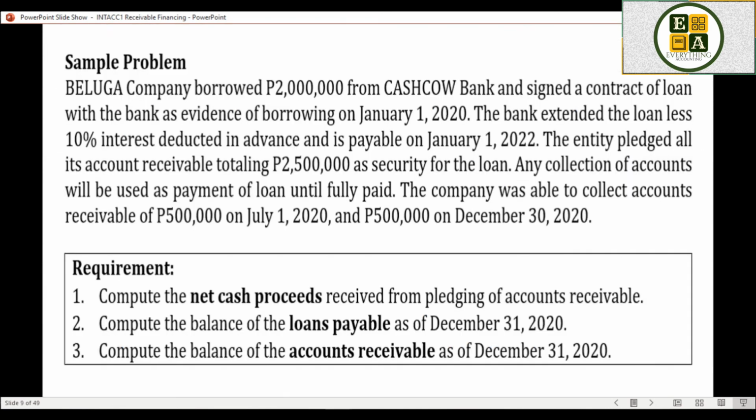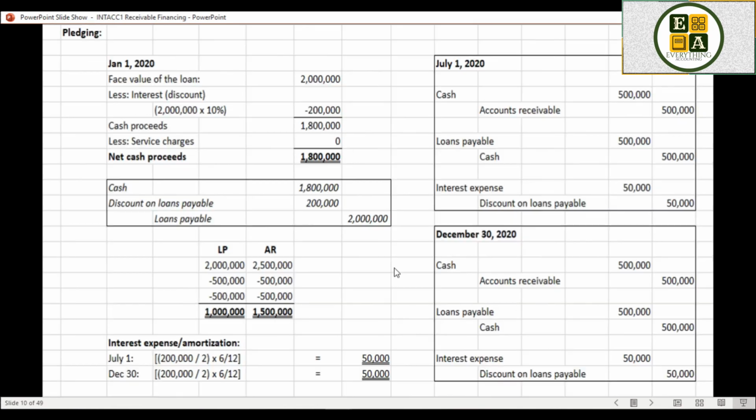Then, to solve our requirement 2 and requirement 3, na balance of the loans payable and accounts receivable as of December 31, 2020, yung gagawin lang natin is to follow the journal entries and the beginning balance. So, yung beginning balance natin for loans payable will be the 2 million, yung pinaka-face amount ng ating loan. Then, accounts receivable will be the pledged amount of 2,500,000. Then, bawasan lang natin ng mga naka-debits ng loans payable and naka-credits sa accounts receivable.